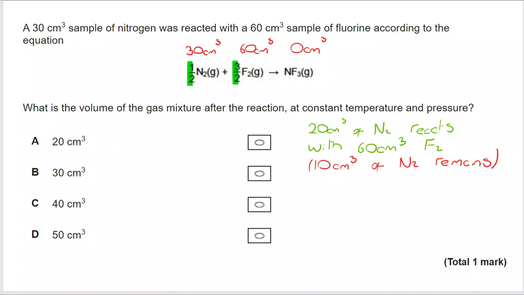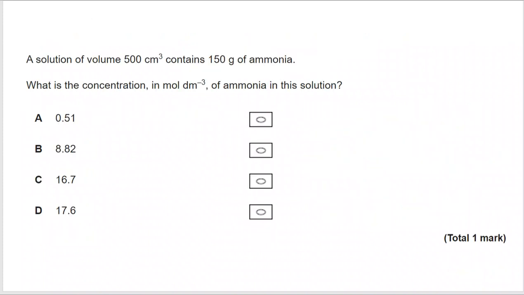I also know from my mole ratio, my 3:2 ratio, that 60 cm cubed of the fluorine that has reacted will make 40 centimetre cubed of NF3. So I know that I've got 40 centimetre cubed of NF3 that I've made, and I know that I have 10 centimetre cubed of the nitrogen left over. I add those together, and that gives me a total volume of 50 centimetre cubed. Really a quite difficult question there. Next question for you to try.